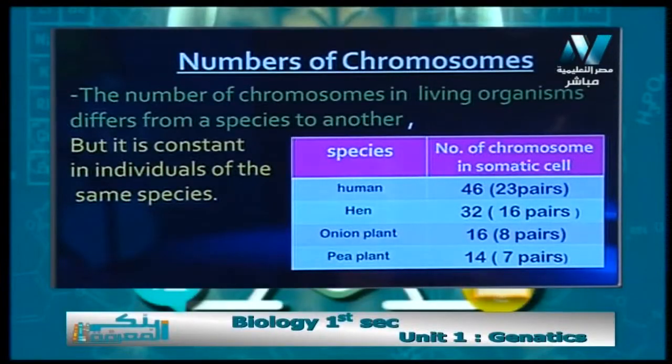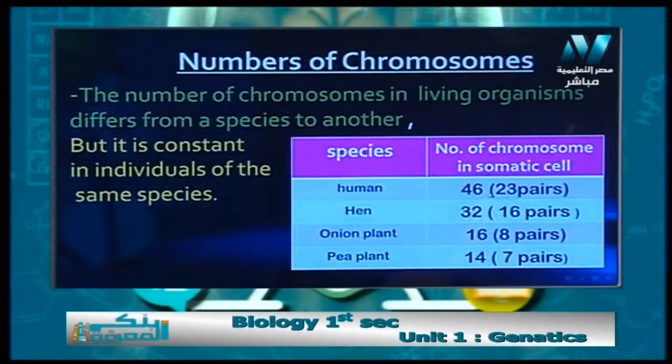Number of chromosomes. The number of chromosomes in living organisms differs from one species to another, but it is constant in individuals of the same species. When you look at the table in front of you, you will see some living organisms and the number of chromosomes in the somatic cell. That means the number here is diploid number, complete number of chromosomes. Human, as an example, contains 46 chromosomes in each cell.